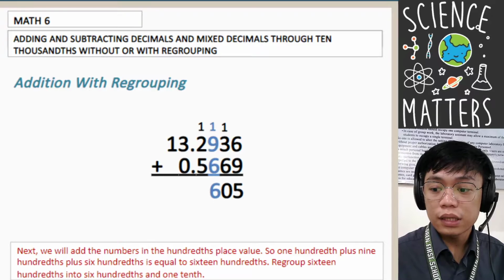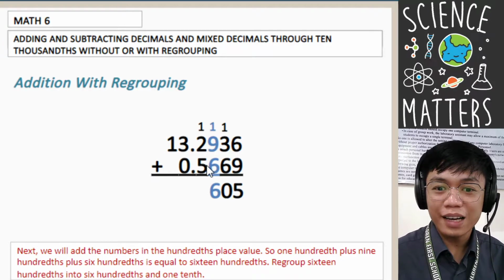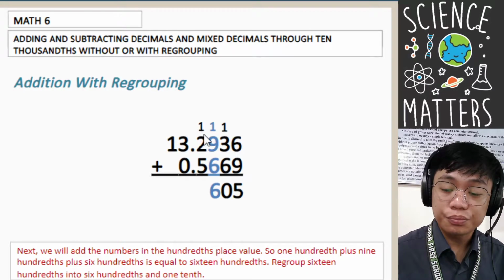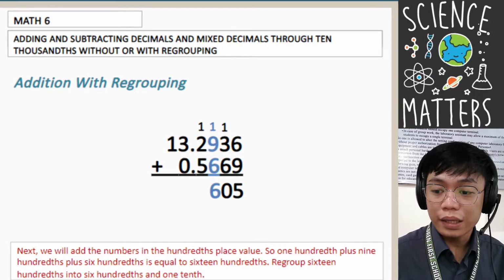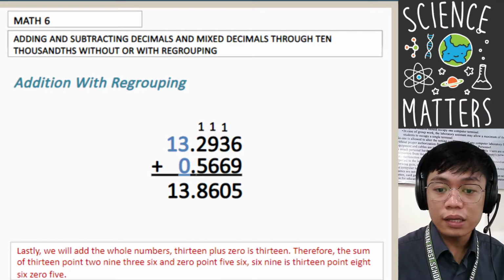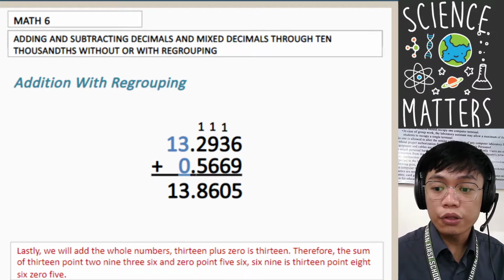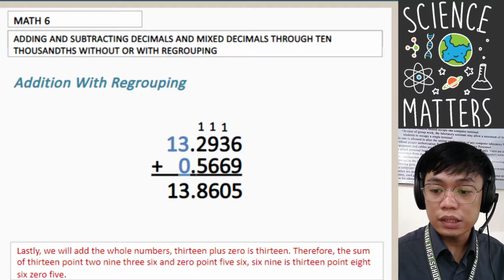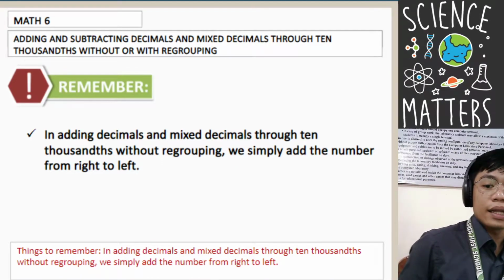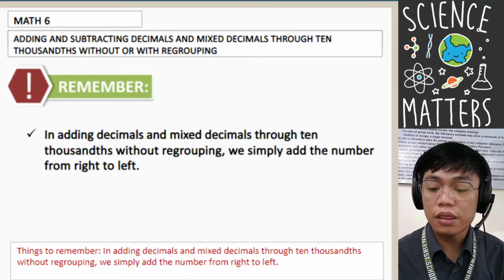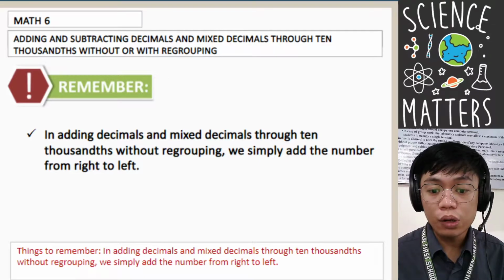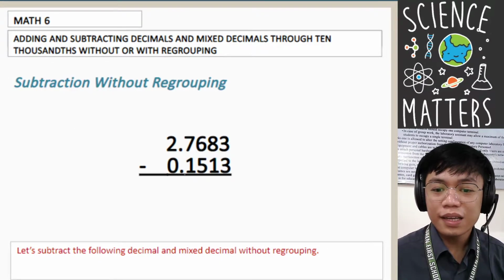Now, 9 plus 6 is equal to 15 plus 1, then we can get 16. 2 plus 5, I'm so sorry, 2 plus 5 is equal to 7. Then we can add 1 there, so we can get 8. Now, we just have to bring down 13 since 0 has no value, so the final answer will be 13.8605. Remember that in adding decimals and mixed decimals through 10,000s, we simply add the numbers from right to left. Okay, let's continue.